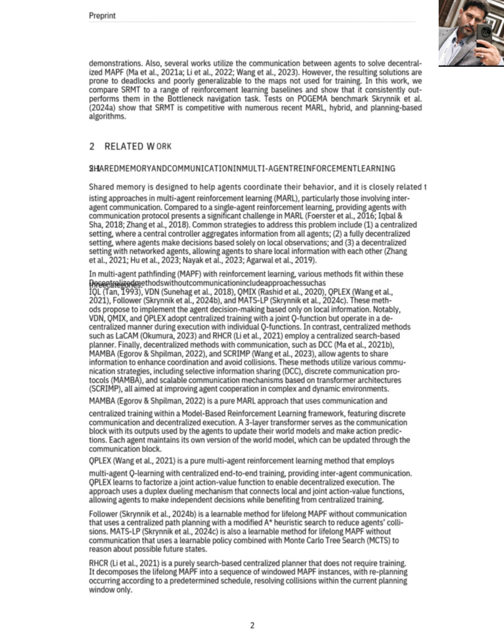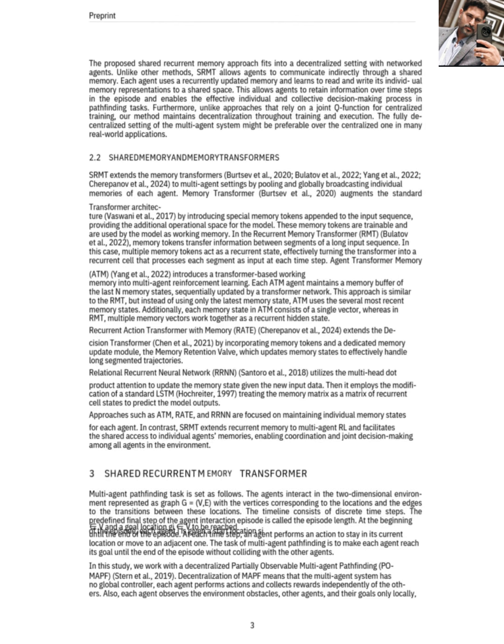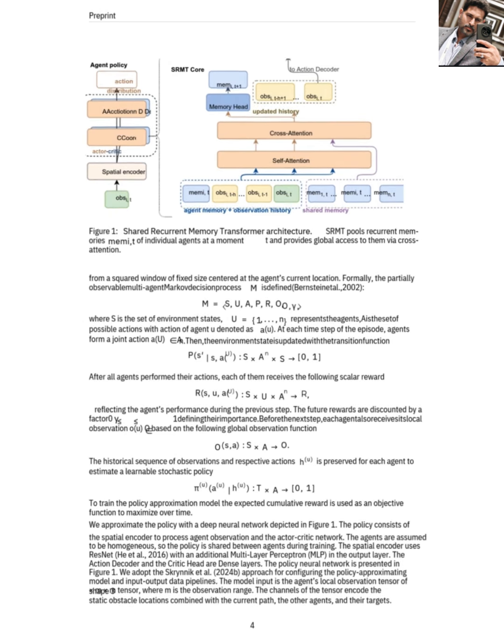Now, coordinating a lot of agents can be a real challenge. Traditionally, agents might coordinate by explicitly sending messages to each other, essentially saying, "I'm going here," or "watch out." But as you add more agents, this explicit communication can become a huge bottleneck and chew up a lot of computing power. This is where a new approach called SRMT, the Shared Recurrent Memory Transformer, comes in.